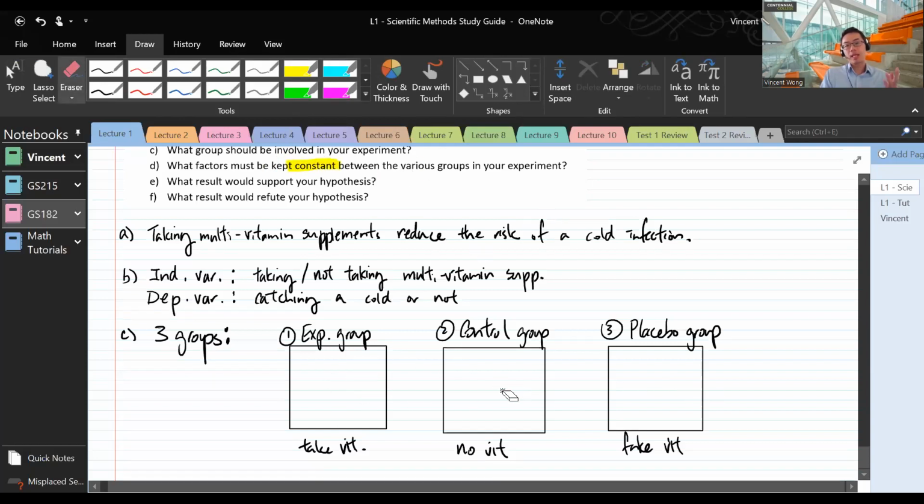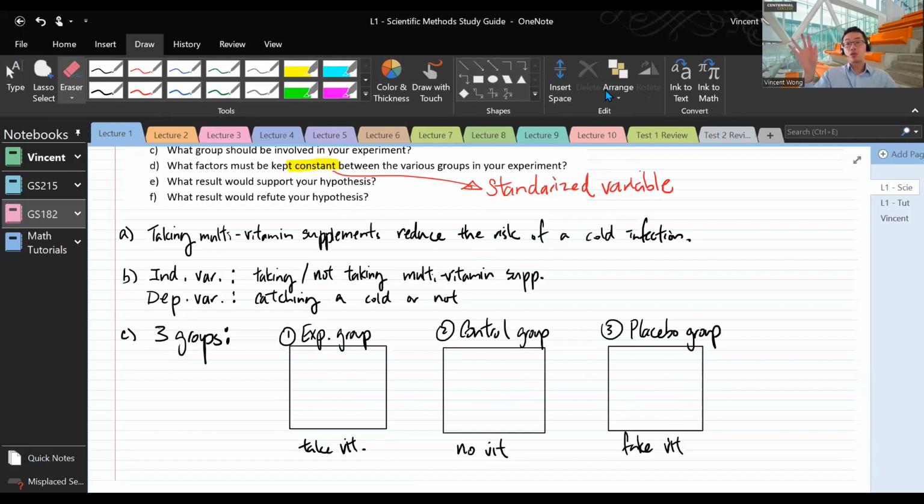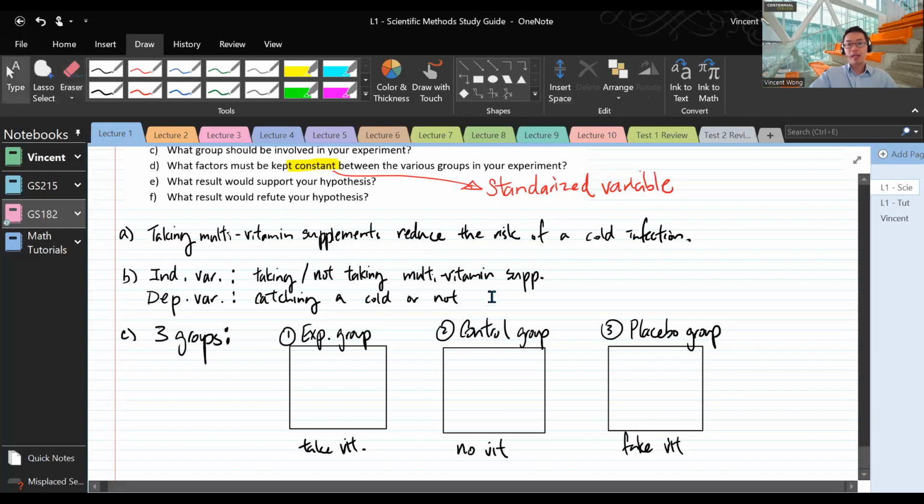Okay, so these people are taking it, they're not taking it. These are taking the fake pill, but I have to make sure everything else stays the same, right? So all these other things that must stay the same, we call them standardized variables. The purpose of standardized variables is to ensure all the groups are as close to each other as possible, so that if I observe different outcomes from each of the groups, I know it was just because of the difference in the vitamins and not something else.